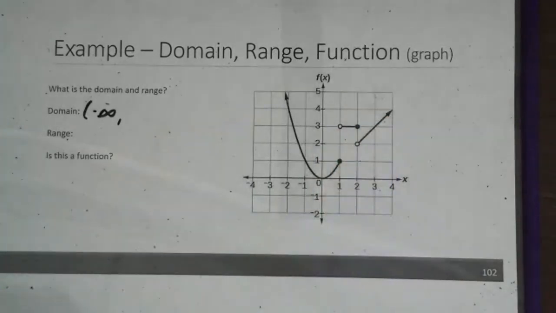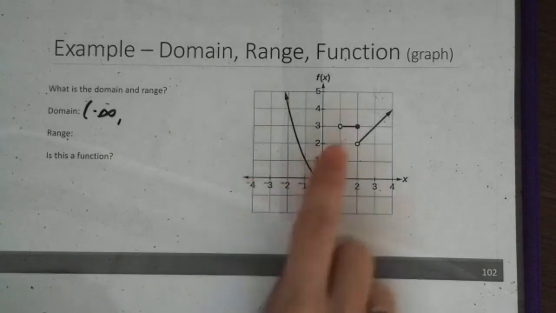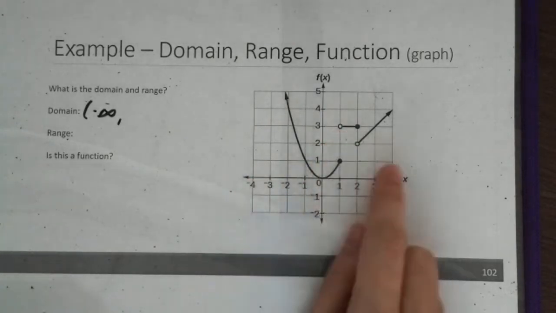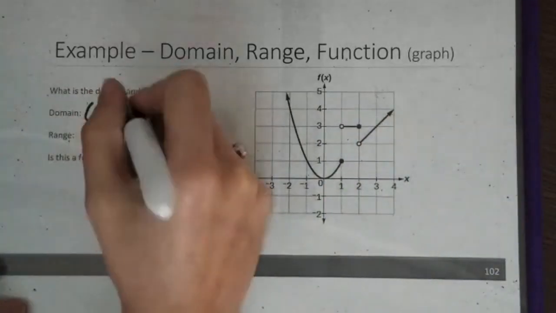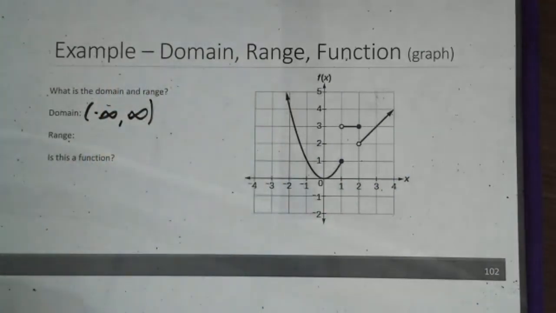So although the graph is in pieces, every single x value is going to be touched. If it's 1 or less, it'll be here. If it is greater than 1 but less than or equal to 2, it lands here. And if it's greater than 2, we land here. So every x value is going to get touched. It doesn't matter what piece of the graph touches it, as long as something does.